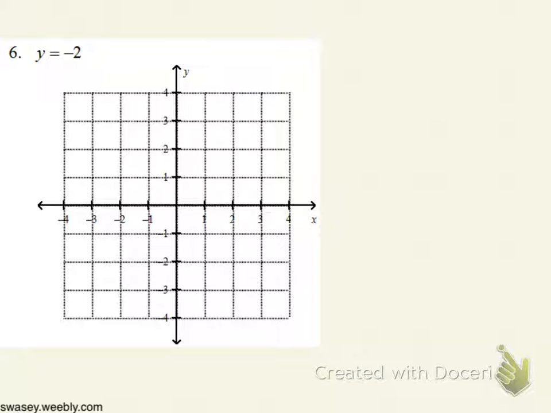This time we only see y. If you only see y, it's going to be a horizontal line. Y equal to a number is always a horizontal line. If you have x equal to a number, it's a vertical line. So find -2 on the y-axis, put a point. Now you're going to draw a horizontal line through that.